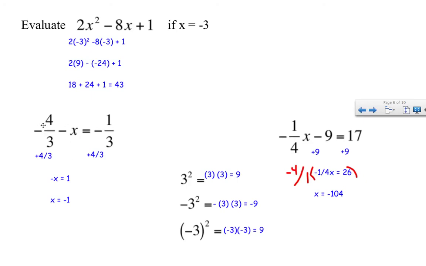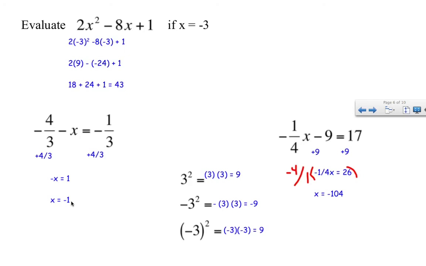So what I looked at here is, okay, here's negative 4/3. It's on the same side as the x. Is it being multiplied with the x? No, it's not. So the opposite of negative 4/3 is positive 4/3. So I added that to both sides. So negative 1/3 plus 4/3 is 3/3, which is the same as 1. And now I remember to bring that negative down. So I still have a negative x on this side. So to make that positive, I multiply both sides by negative 1. So x equals negative 1.